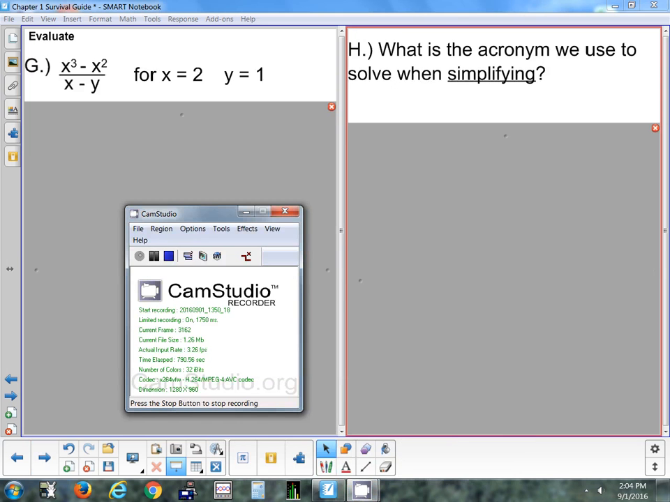Okay, so if you're stuck on G, H would give you a hint at the order you do things in. Does anybody remember there's a word that tells you the order to do arithmetic in? H says, what is the acronym we use when simplifying? Does everybody know what an acronym is? Letters that stand for something, like NBA, National Basketball Association.